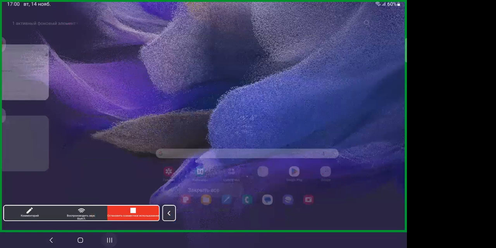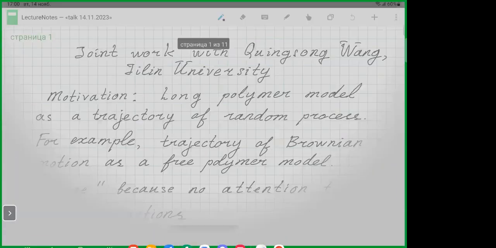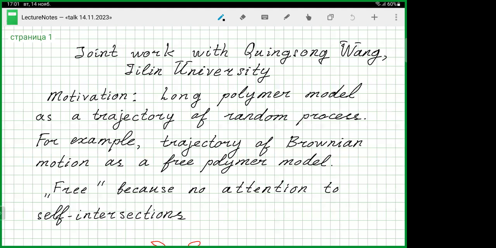Today I want to present my joint work with my PhD student King Song Wong from Jilin University, Chengchun. The motivation of this work is the following. We already discussed several times that one of the widely used mathematical models for a long polymer is a trajectory of a random process.